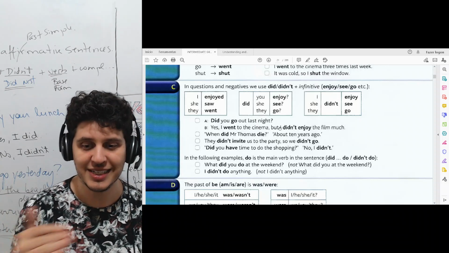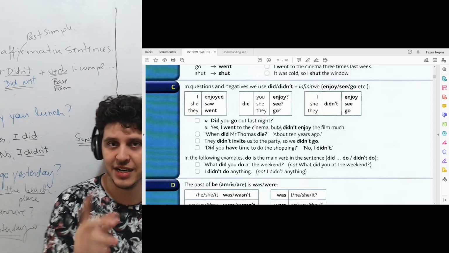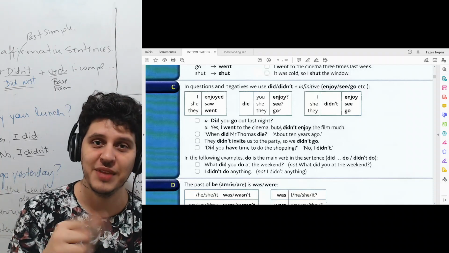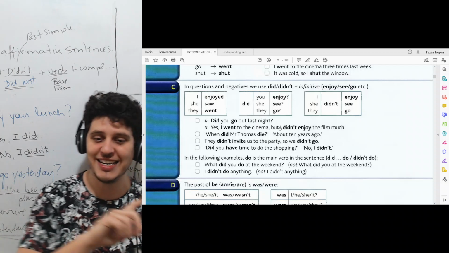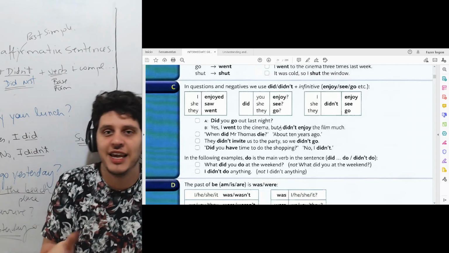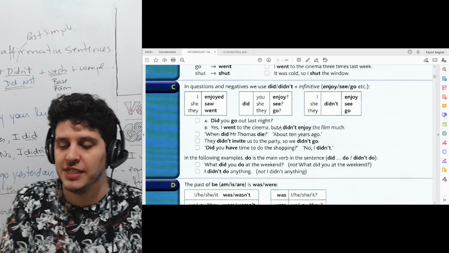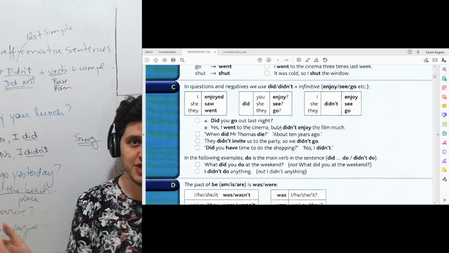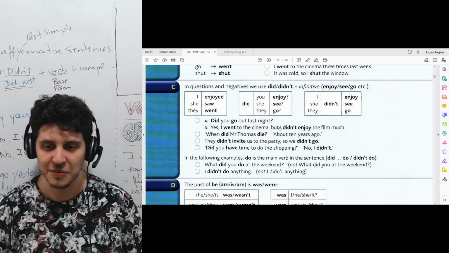So you see, did you go? It's a question. Did is there, so the verb doesn't change. I went to the cinema is affirmative. That's why the verb changed. And I didn't enjoy, it's negative. Negative presents itself with didn't. And if didn't is there, the verb doesn't change. It remains the way it is.